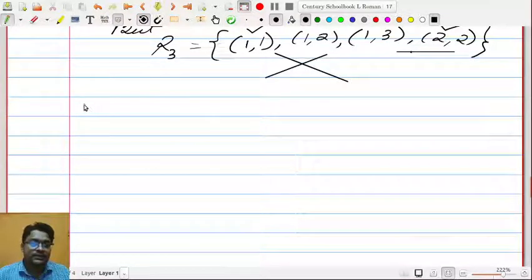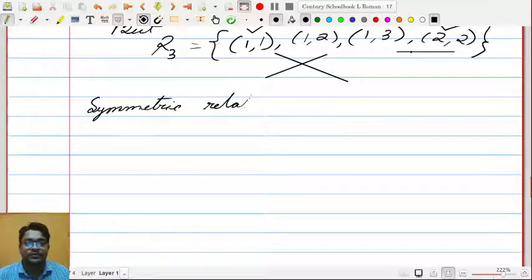Okay. Next type of relation is symmetric relation. The second type of relation is a symmetric relation. You have done these things in higher secondary. So it's a sort of repetition.